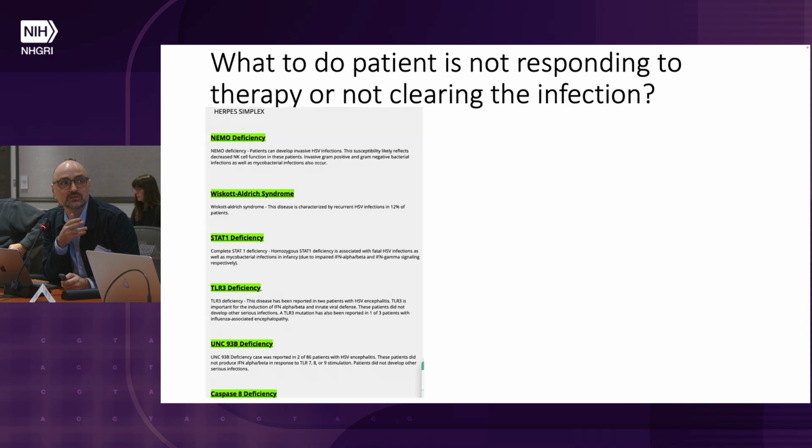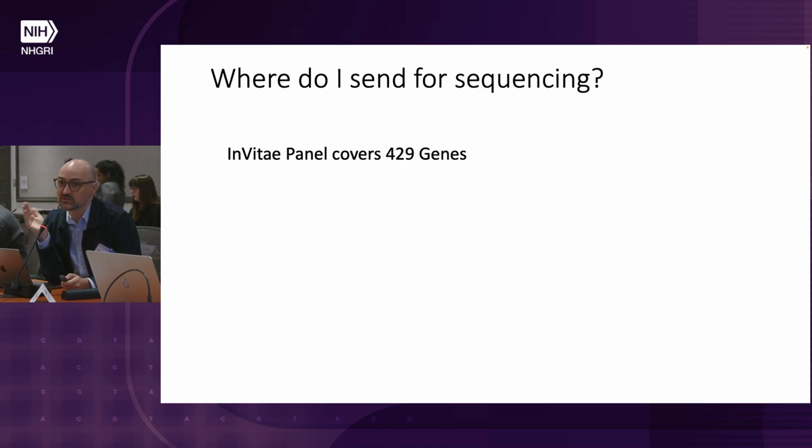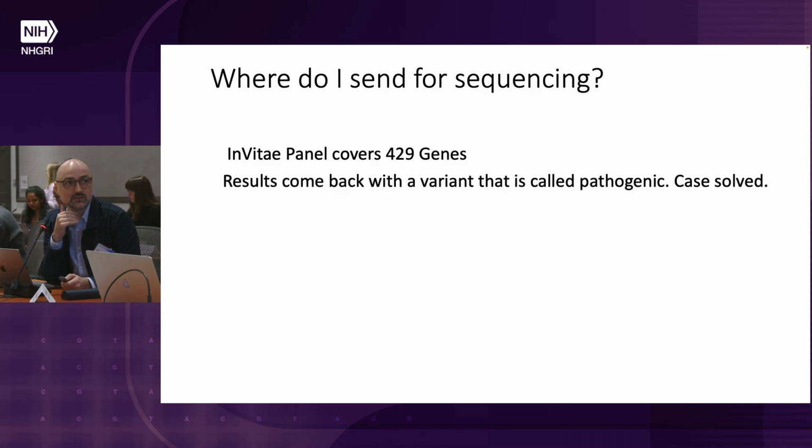It can be NEMO deficiency, it can be, of course, Wiskott-Aldrich syndrome, it can be STAT1 deficiency, TLR3 deficiency. So at that point, what a provider can do and should do is say, okay, so it could be genetic, let's send it for sequencing, right? And what do I do? How do I do that? Where do I send for sequencing? So the Invitae panel, which we've talked about here, covers 429 genes currently that are known, mutations in which can cause some of these infectious and otherwise phenotypes.